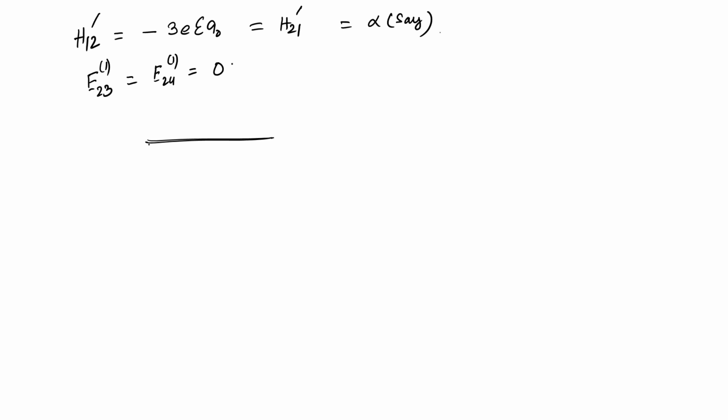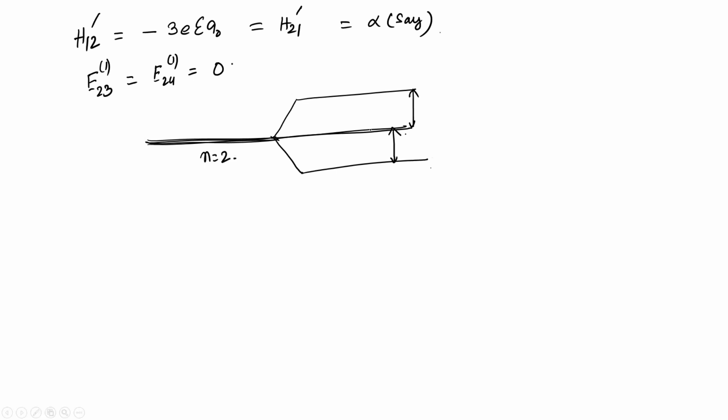Pictorially, we have a 4-fold degenerate level. So, these 4 lines that you see merging together tell you about the unperturbed level. It continues to be 2-fold degenerate, and this shift is calculated so that one of them will shift upward and the other will shift downward. So, this is n equal to 2, and these shifts are proportional to this alpha.